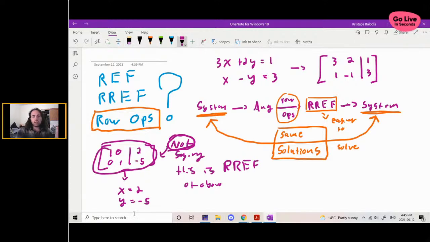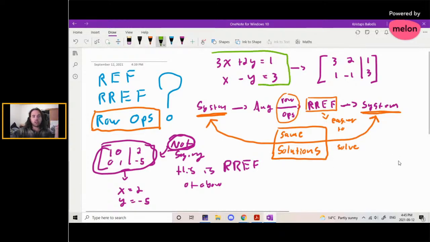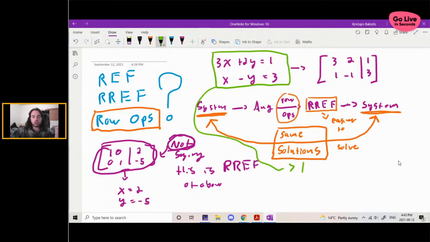Now you might say, big whoop. Because in high school, you would have taken the system of equations and you would have solved this using elimination.